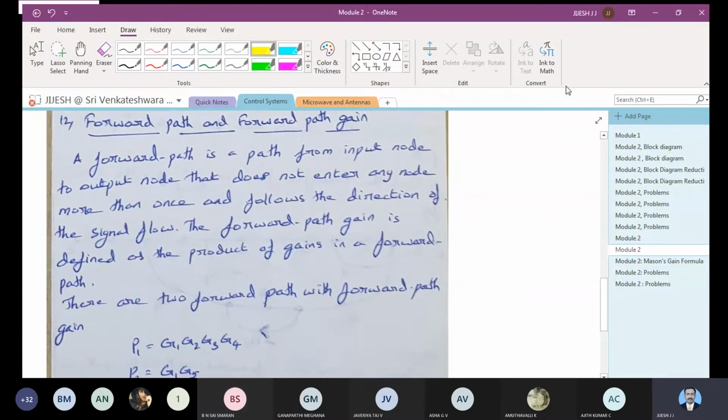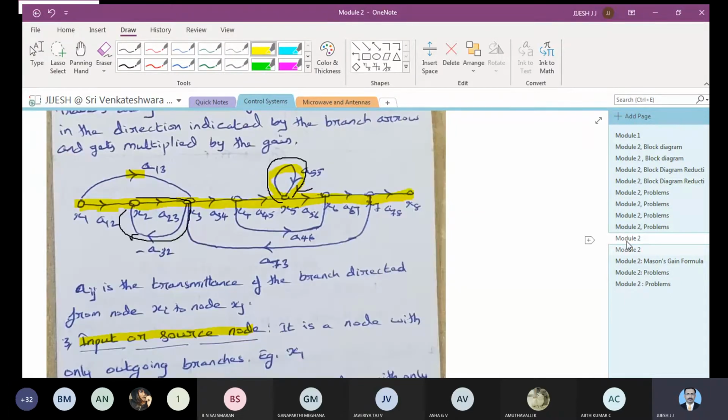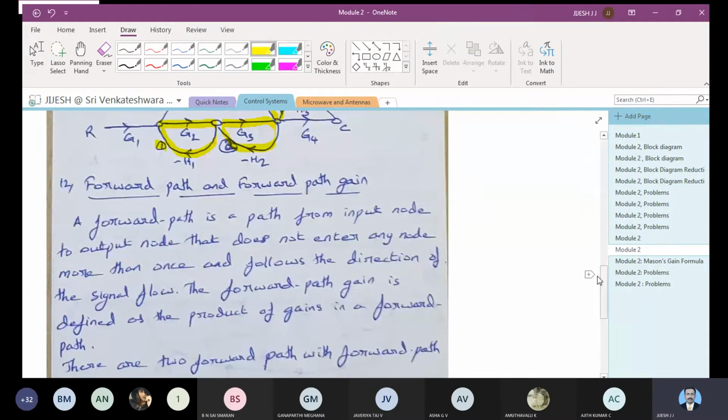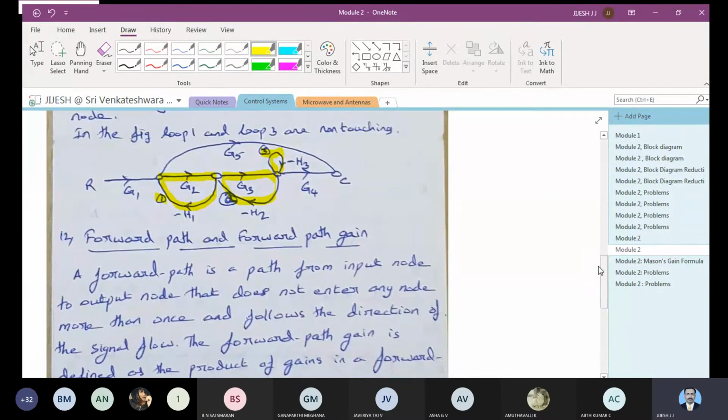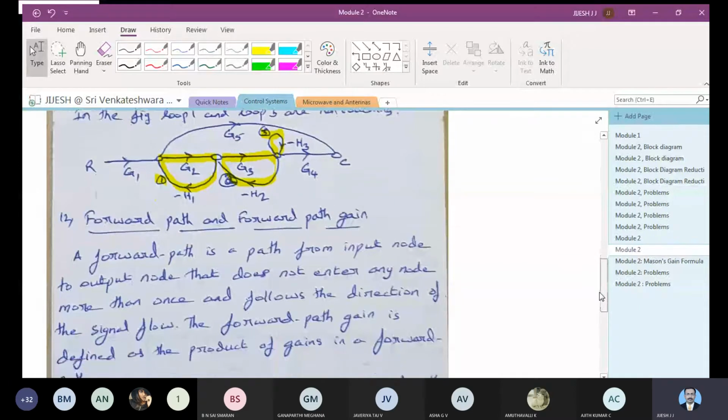What we have to discuss further is the forward path and forward path gain. I hope all of you have drawn the previous diagram. That diagram is very important for us to discuss this. So now we are going to discuss the forward path and forward path gain. All of you have to go through this diagram, which you drew in the previous class. Okay, we will continue with this.